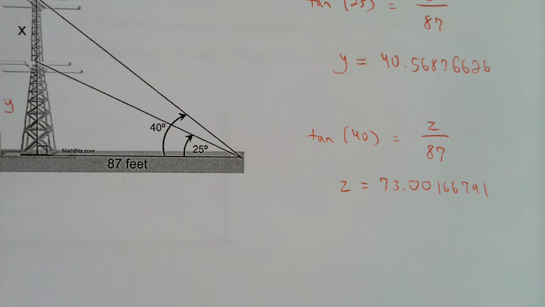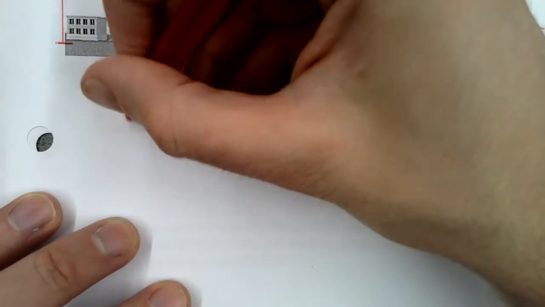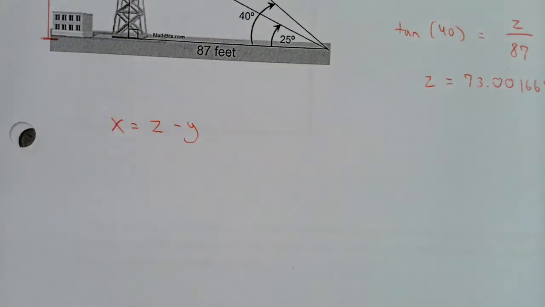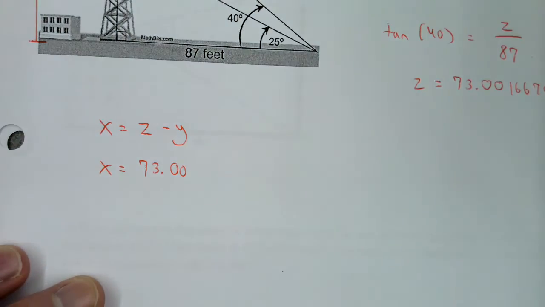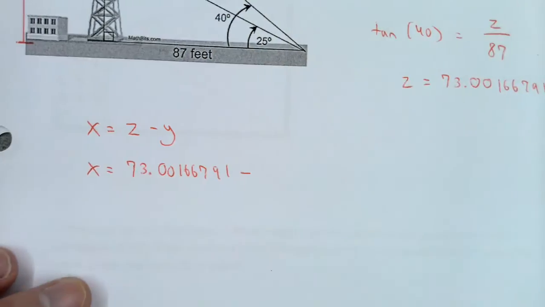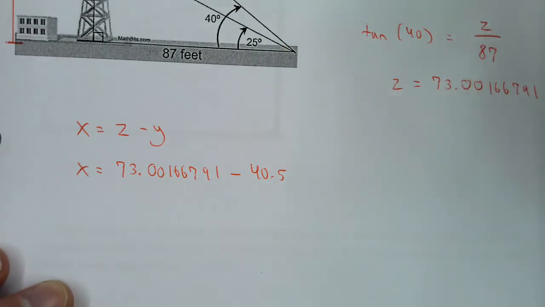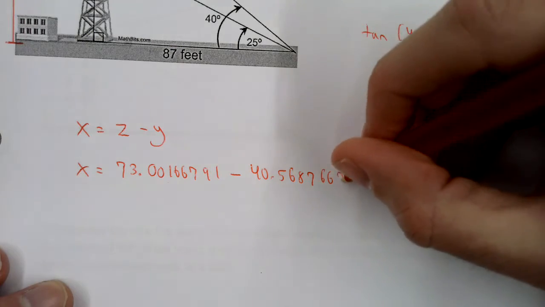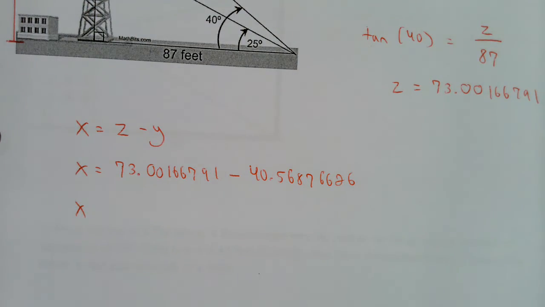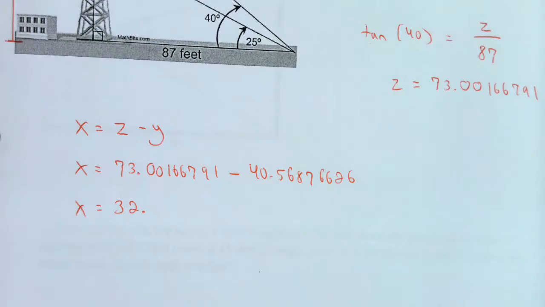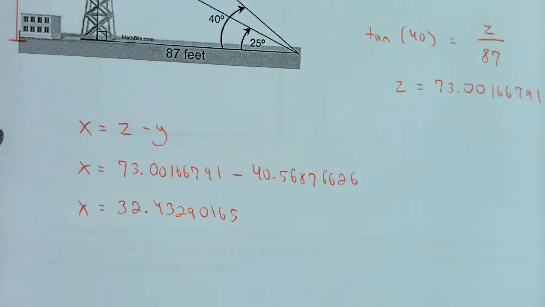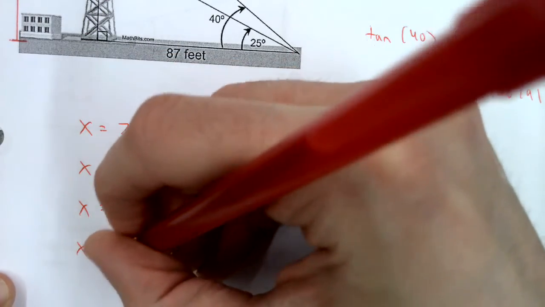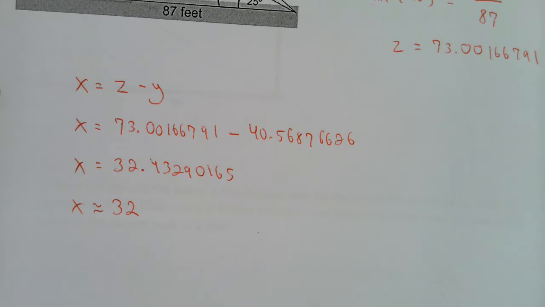So I'm going to subtract the two. I'll do x equals z minus y. So x is going to equal the two numbers we just got, 73.00166791 minus the other number we just got above, 40.56876626. Subtract the two. 32.43290165. And then the question said nearest foot, so I'll say x is approximately 32. So the height of the top section of the tower is about 32 feet.